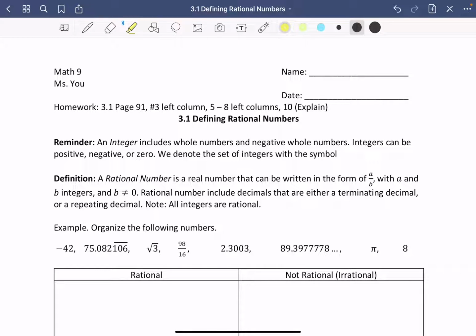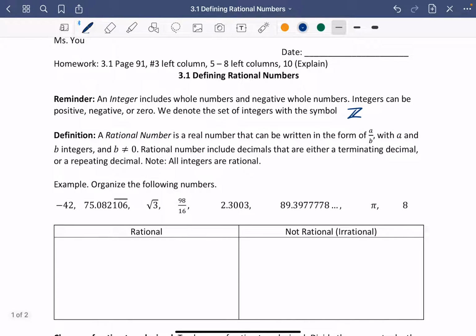Hello everyone, today we'll be going over section 3.1, defining rational numbers. Just a reminder that integers include whole numbers and negative whole numbers, which can be positive, negative, or zero. The set of integers is denoted by the symbol Z. And the new definition is the definition for rational numbers.